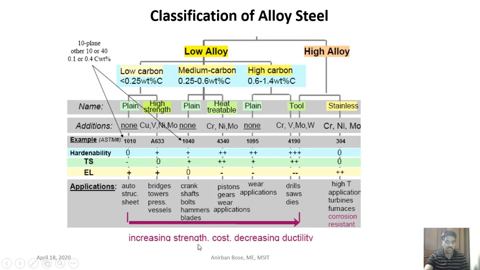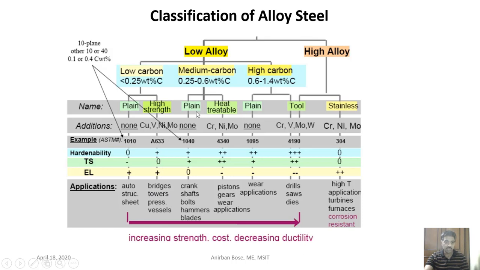Okay, so increasing strength and cost, and decreasing ductility as you move in this direction. Here you can see the applications of these, like automotive structural sheets. Here you can see for the low carbon HSLA, that means high strength low alloy steels, bridges, towers, and pressure vessels, where this can be used.